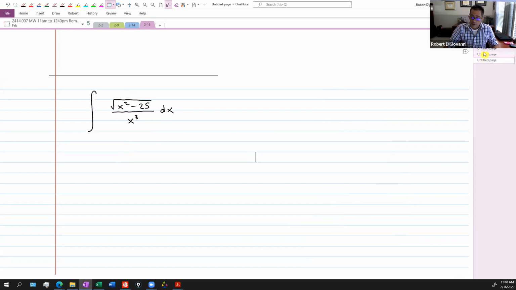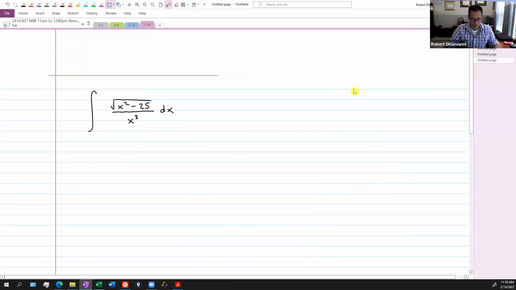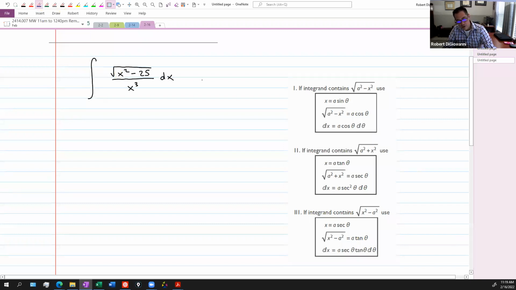All right, so first thing we're going to do is make sure that we know which of these we're going to use, and make sure we can't do it another way, right? But this one we should be able to get using the same method we just used. This one's a little cleaner because I have a 1 in front of the x squared already. So I'm going to go straight. I'm not even going to identify what a is. I'm just going to go x is equal to a, which I know is 5, and then secant theta. The derivative of that is going to be 5 secant theta tangent theta, d theta.